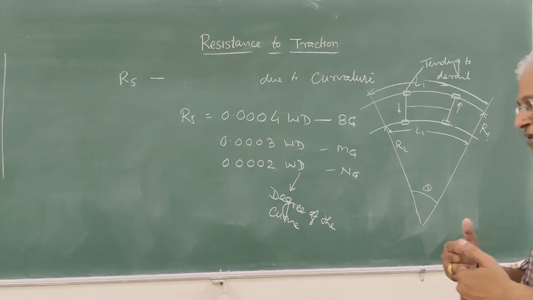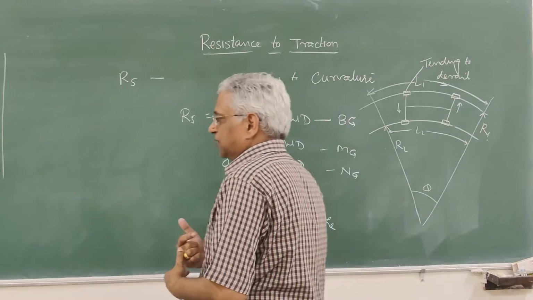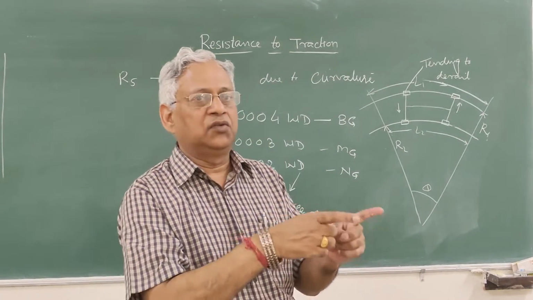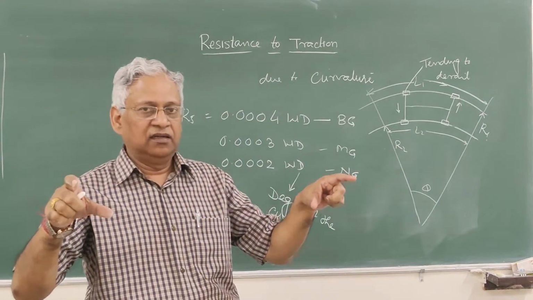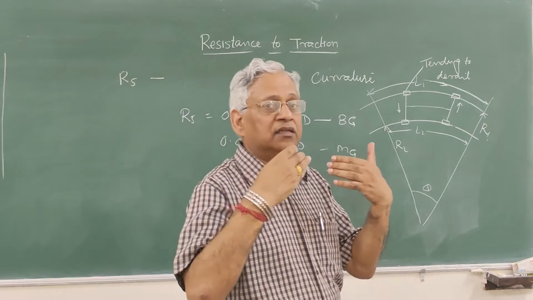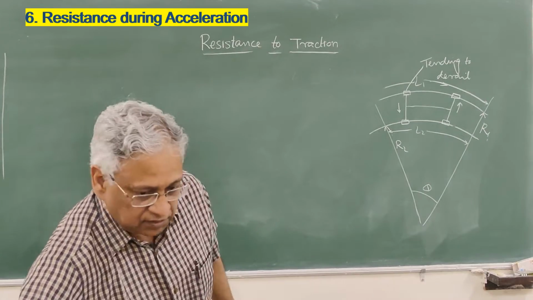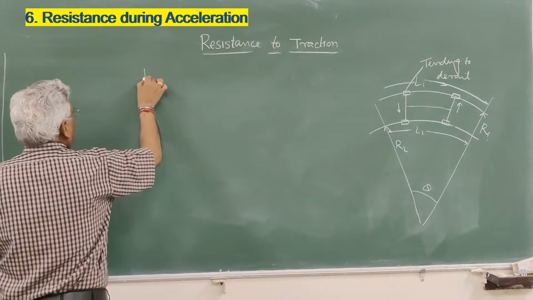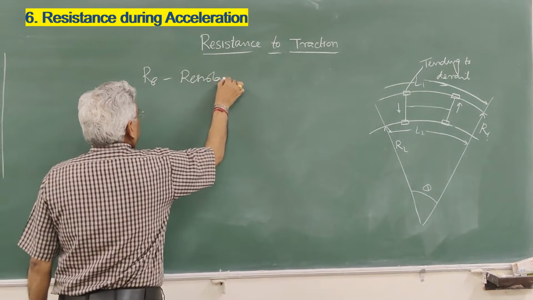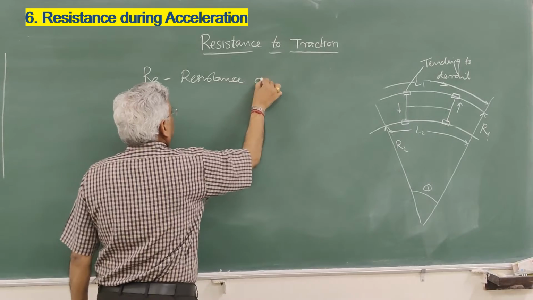But when the train accelerates, and if it is required to increase the speed of the train from V1 to V2 in a length L or in a time T, then extra force is required. Resistance due to R6, you can say, resistance due to acceleration.